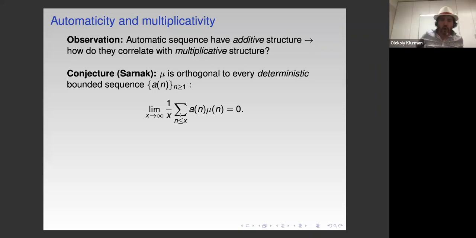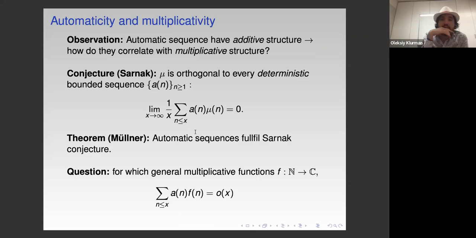There have been a lot of things done, and some of you in the audience have written papers on the Sarnak conjecture, so I won't tell you what it is. But in the context of what I'm talking about today, the natural question to ask is how automatic sequences behave. A deterministic bounded automatic sequence is produced by a zero entropy dynamical system.